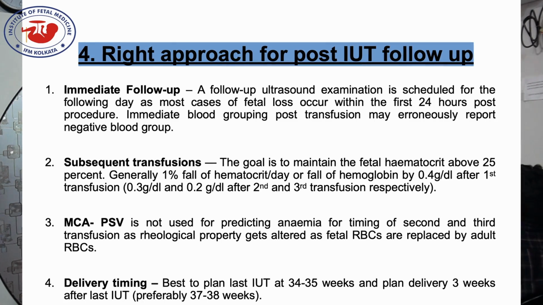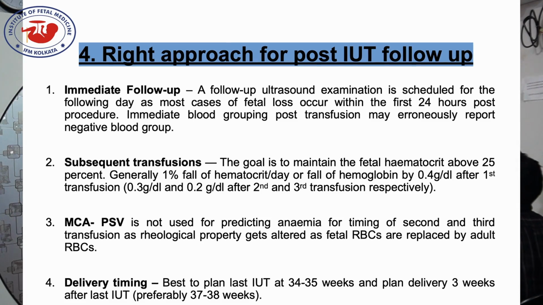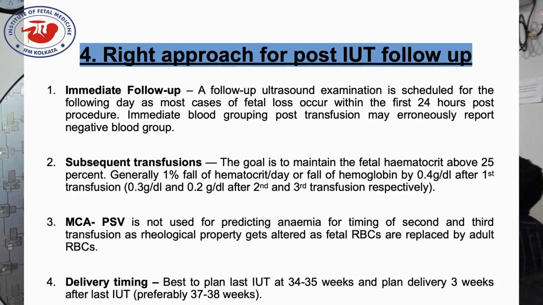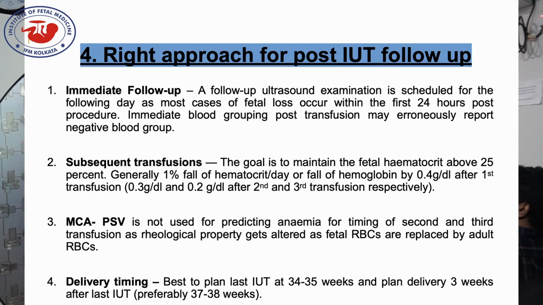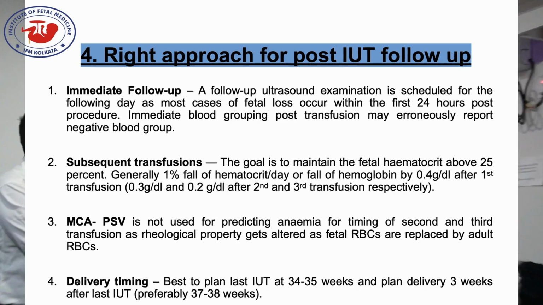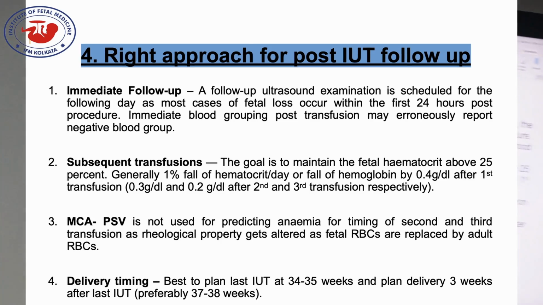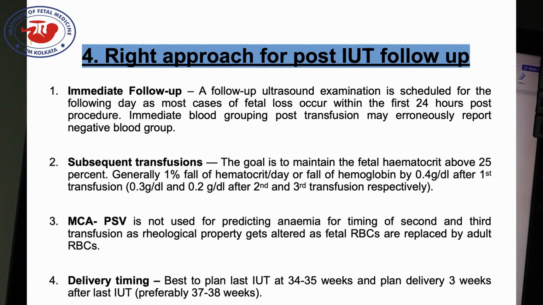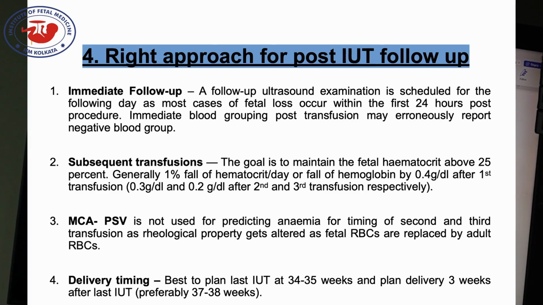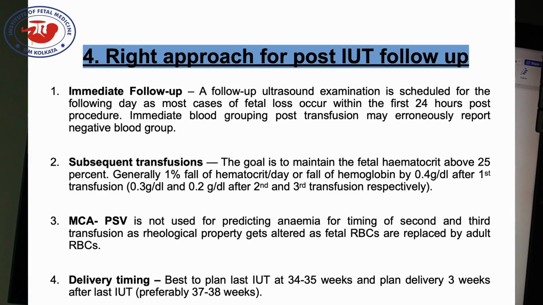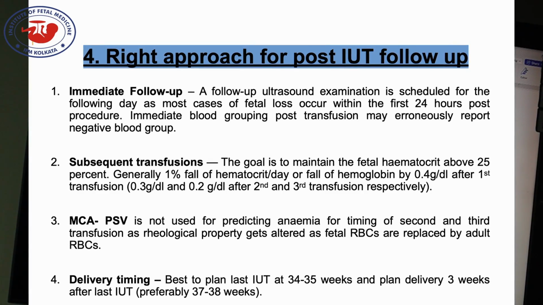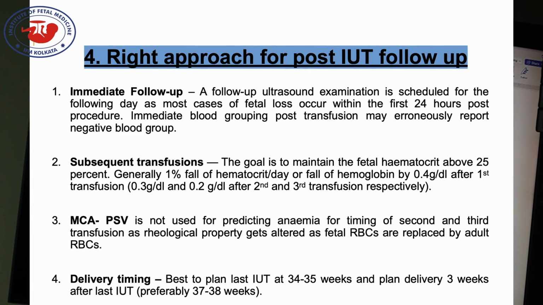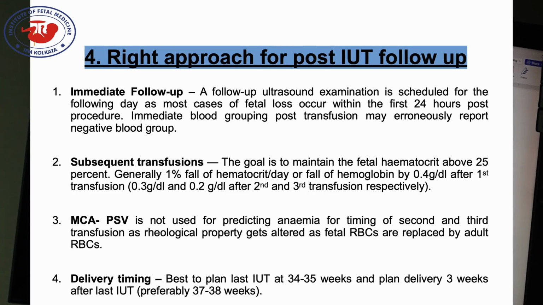And subsequent transfusion, now one transfusion you have done. Now what is the schedule like next? When should you plan your next transfusion? That is very important. It's not like one lifetime transfusion. It's gradually decreasing. So generally 1% fall of hematocrit per day, or fall of hemoglobin by 0.4 gram per deciliter after first transfusion. So 0.4 into 3 is 1.2, so approximately, rounding off, 1% fall of hematocrit per day after first transfusion.